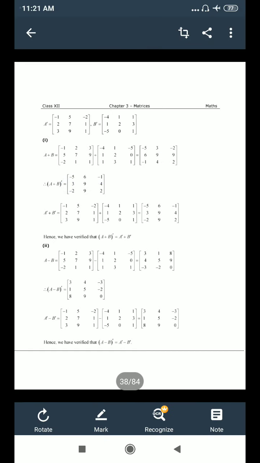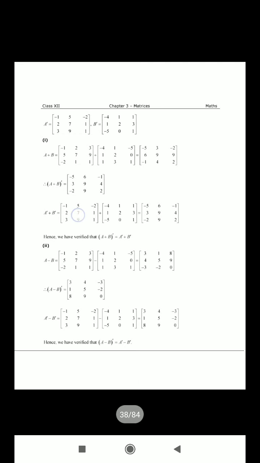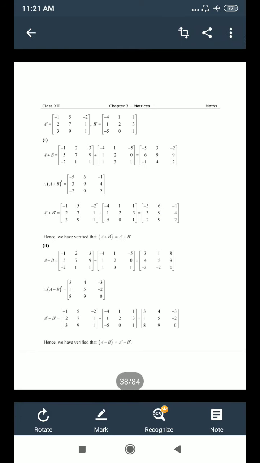Now you have to prove it is equal to A transpose plus B transpose. So first of all, we'll write A transpose. This is A transpose, you see. And this is B transpose. Add both these two. So you are going to get the same thing which you got in this step, that is (A plus B) whole transpose is equal to A transpose plus B transpose.